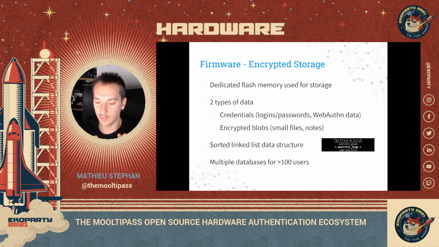All the data you're storing, all your logins, passwords, small files, notes, they are stored in an external flash. So there are two types of data: credentials, web authentication, and encrypted blobs, which are small files and notes. For the secure microcontroller to go through them, we created our own linked list data structure.